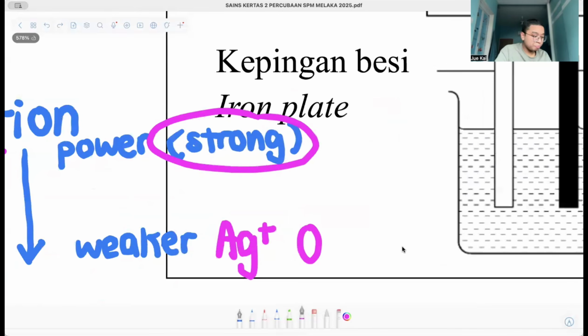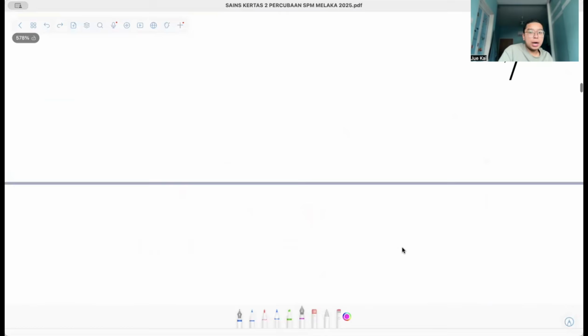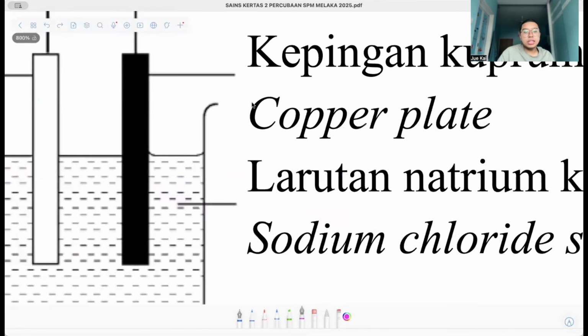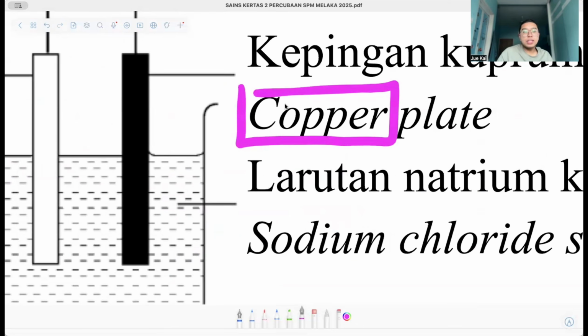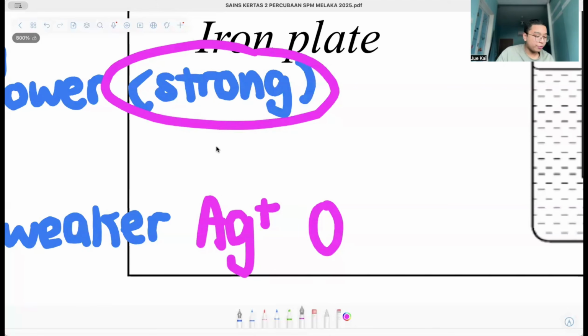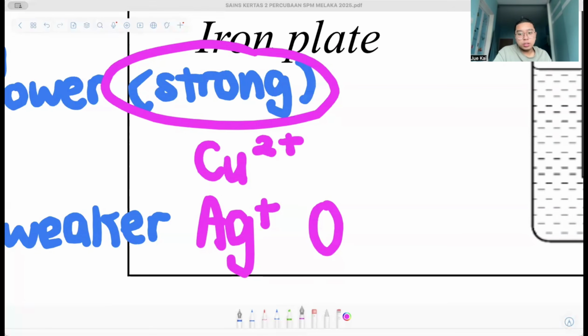So you see copper. This one is copper. So copper is actually just above silver ion. So, do you think copper is strong? Yes or no? No, right? Because it is near silver. So the voltmeter reading is zero. When it is zero, it means it's not strong.